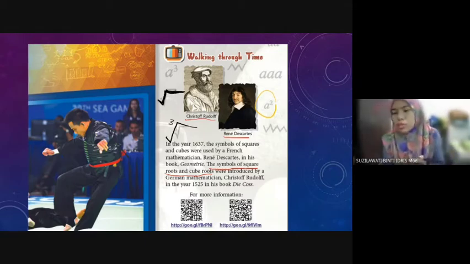Okay, that is the symbol of square. If there is a small 3 on the top right, this is the symbol representing a cube. So remember all these 4 symbols. Ingat 4 simbol ini.